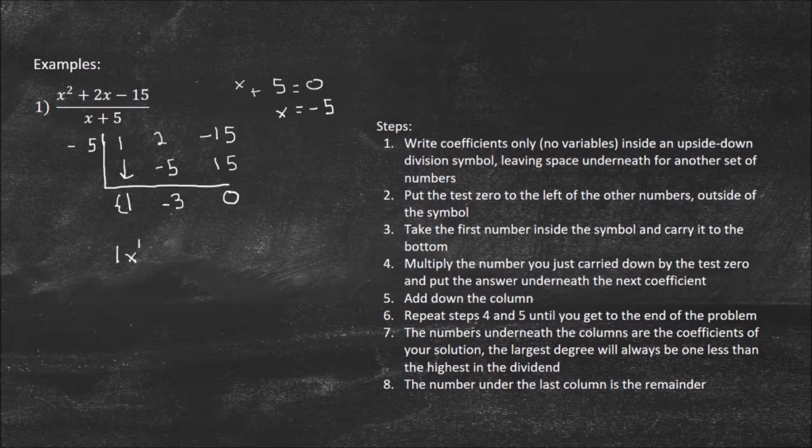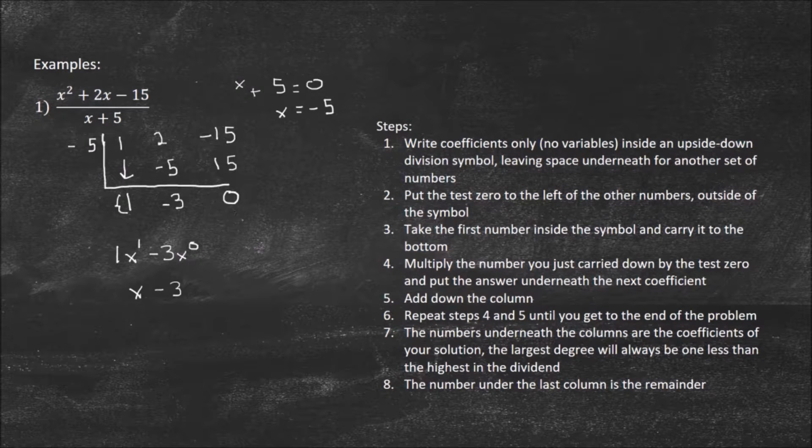Then as we go down the line, we just subtract 1 from the degree. So it'll be negative 3 x to the 0. That doesn't look like how we normally write polynomials. 1 x to the first can just be written as x. And for negative 3 x to the 0, remember that anything raised to the 0 is 1, so we have negative 3 times 1, which is just negative 3. So x minus 3 is how we would like to write that.